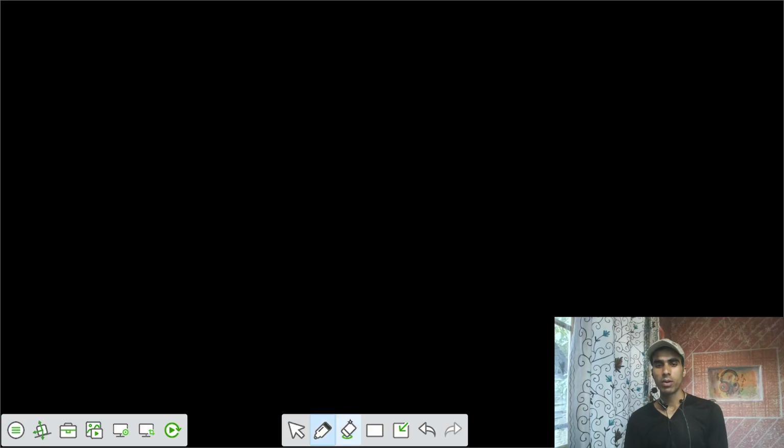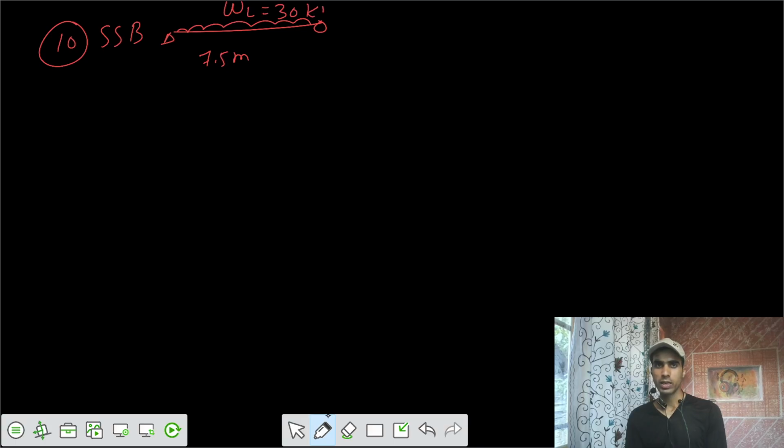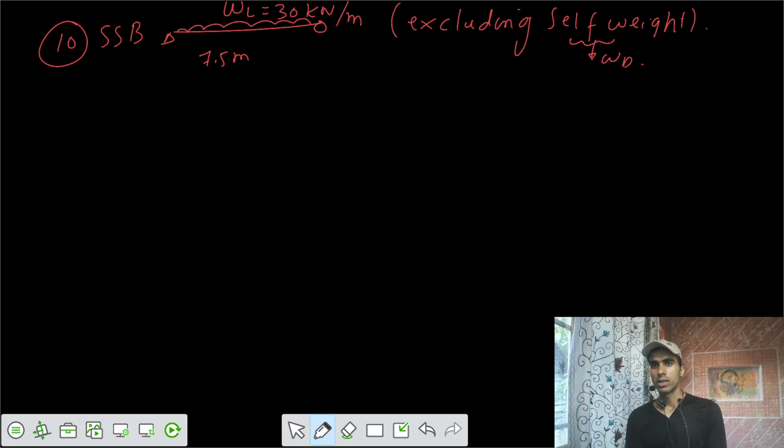Let's take problem number 10. Our simply supported beam has an effective length of 7.5 meters, and there is some dead load and live load. The live load is 30 kilonewton per meter, and it excludes self weight. Self weight is a dead load, and live load is moving load, or imposed load.